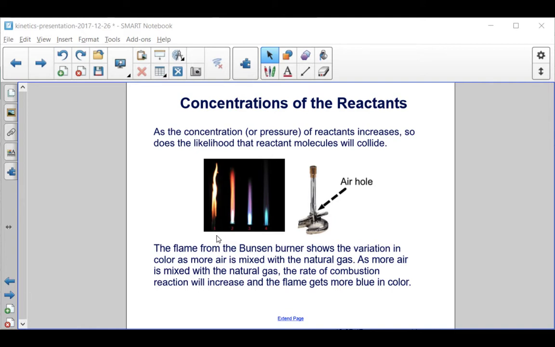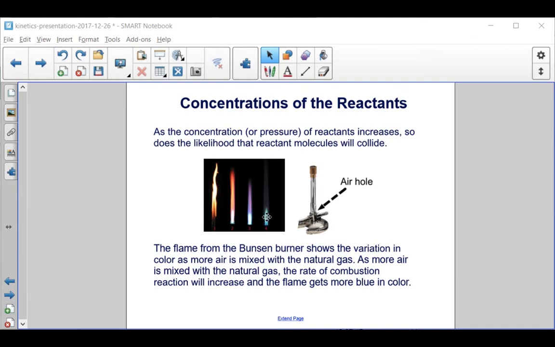As more air is mixed with the natural gas via this air hole that the Bunsen burner has, we see the progression of what happens to the flame as more air is mixed with the natural gas, and so we have an increase in the concentration of the air to natural gas. The rate of combustion will increase, and we see that through the flame getting more blue in color.